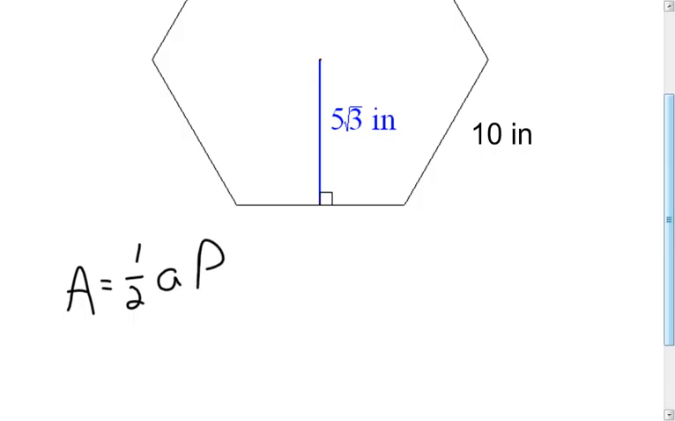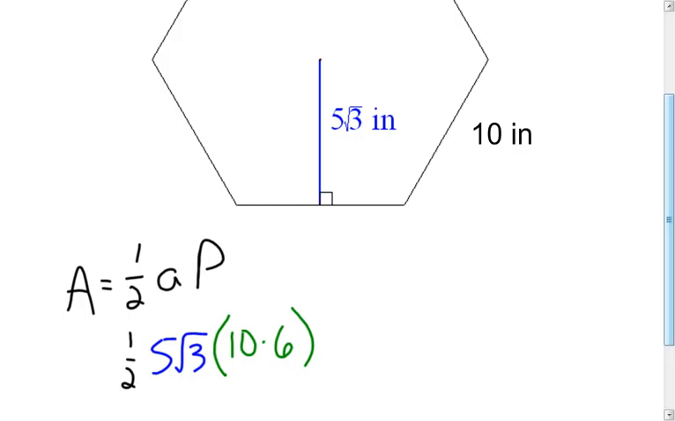Now I look at my picture and the apothem, it gives it to me. So I'm just going to plug that right into my formula. The apothem is going to be 5√3. My perimeter, I'm going to have to do a little bit of work, not a lot. I know that a side length is 10. Being this is a hexagon, there's 6 sides, so my perimeter is going to be 60, and then multiply it by 1/2.